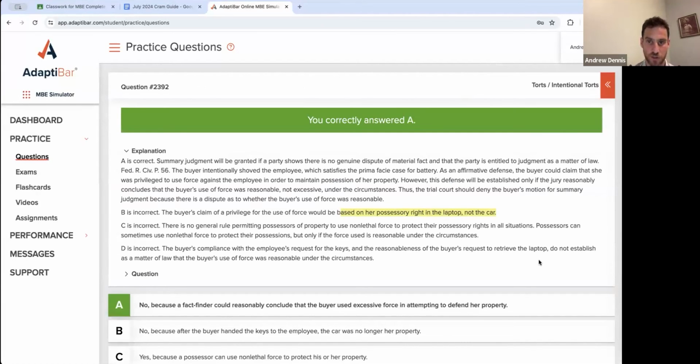Summary judgment will be granted if a party shows there's no genuine dispute of material fact and the party is entitled to judgment as a matter of law. The buyer intentionally shoved the employee, which satisfies the prima facie case for battery. As an affirmative defense, the buyer could claim that she was privileged to use force against the employee in order to maintain possession of her property. However, this defense will be established only if the jury reasonably concludes that the buyer's use of force was reasonable, not excessive under the circumstances. See, that's where the word reasonable does come into play with battery, not for the element of battery, but for battery as a defense. Thus, the trial court should deny the buyer's motion for summary judgment because there is a dispute as to whether the buyer's use of force was reasonable.